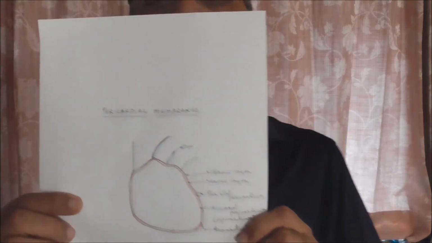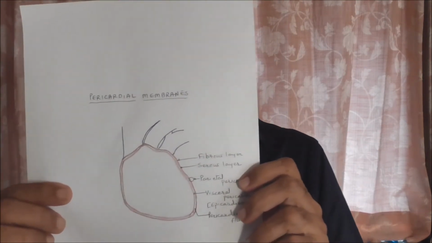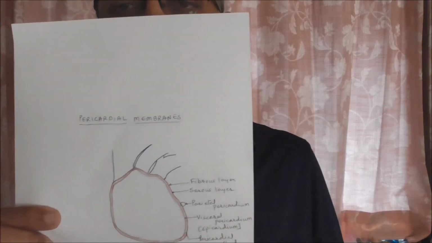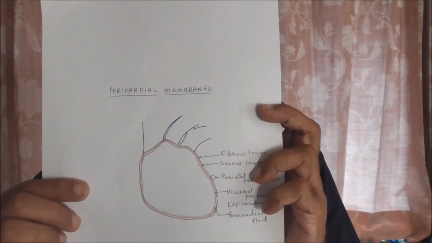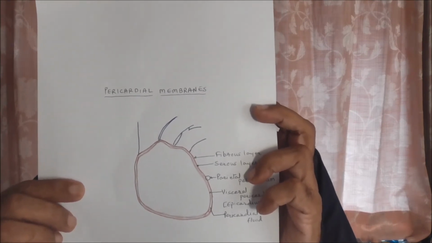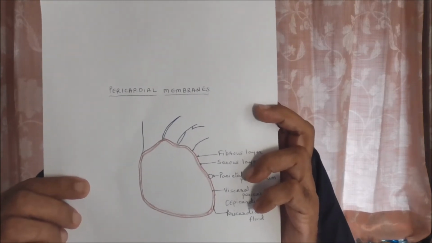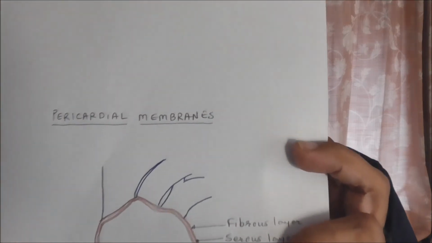Now, this being one of the most important organs in the body, it needs to be appropriately protected. First of all, the protection is because of the thoracic cage, the rib cage, that will cover the heart from all the sides. In addition to that, the heart proper is covered by coverings called pericardial membranes.